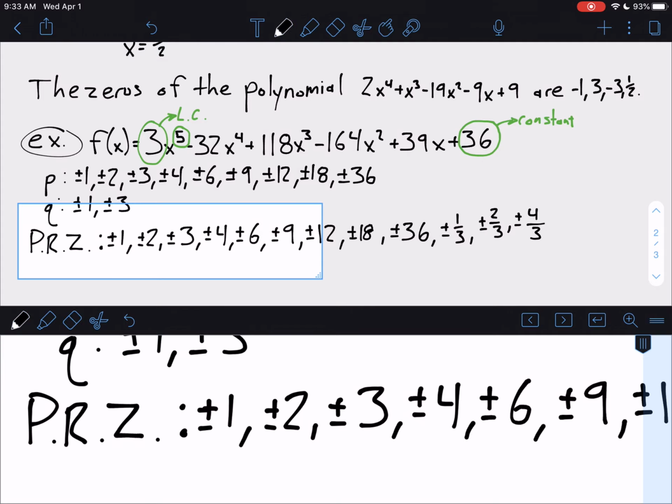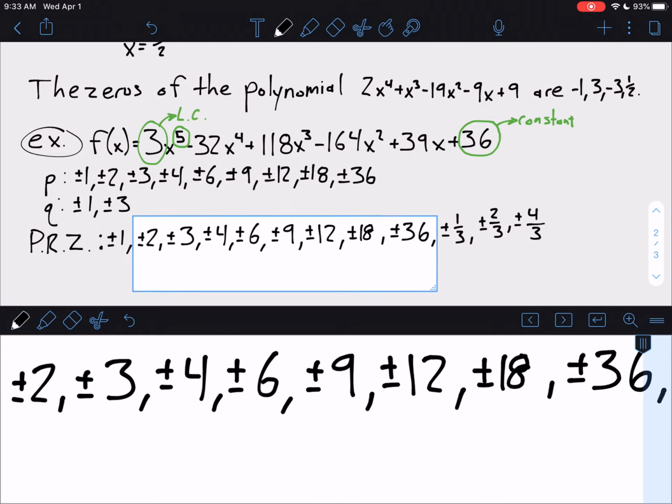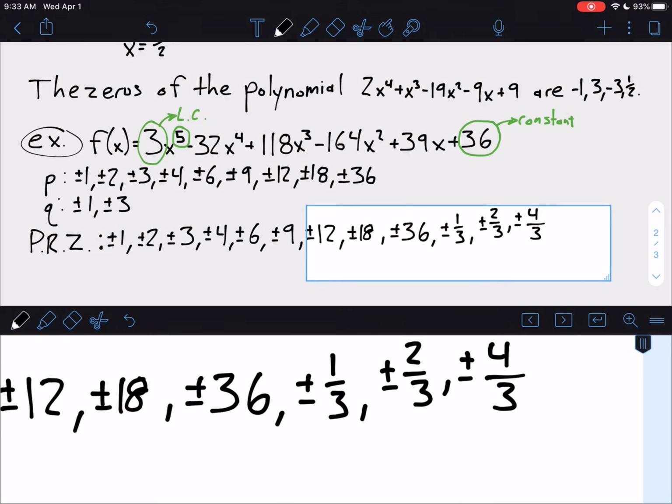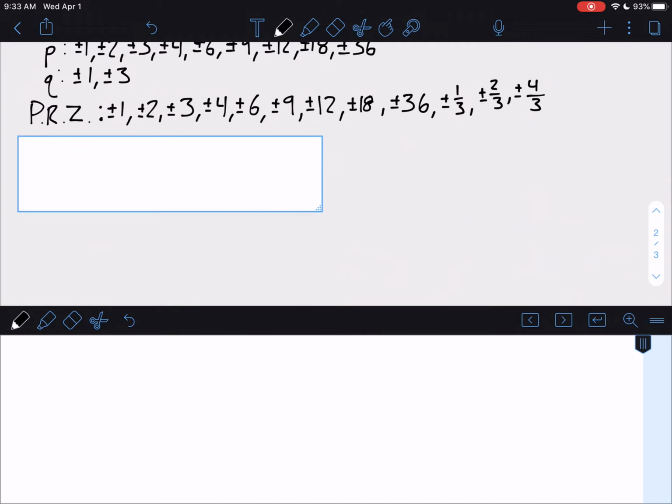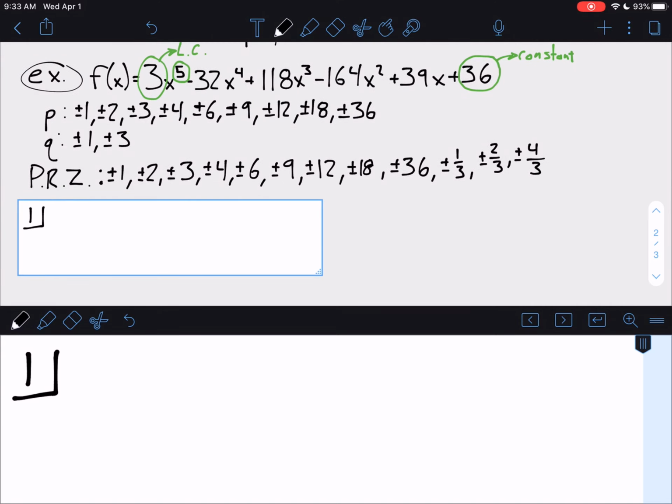So the possible rational zeros of this big polynomial are 1, 2, 3, 4, 6, 9, 12, 18, 36, 1/3, 2/3, and 4/3. And just like the last time, just because they are listed here does not mean that they are a 0. But I do know that my zeros are going to be somewhere on this list, and there's 5 of them, and all 5 are in here somewhere. So the first thing I'll do is my synthetic division.